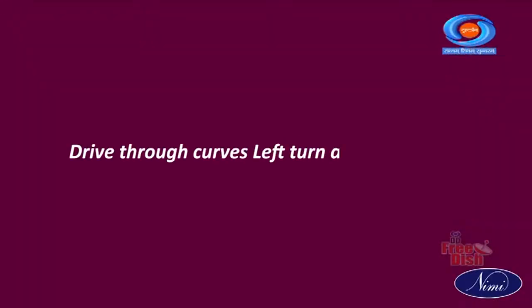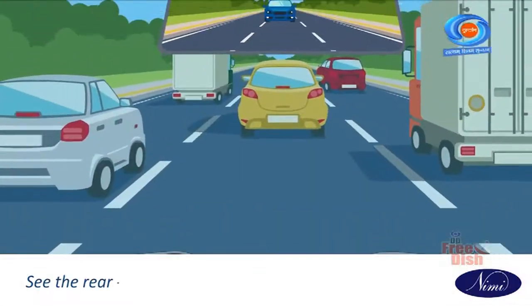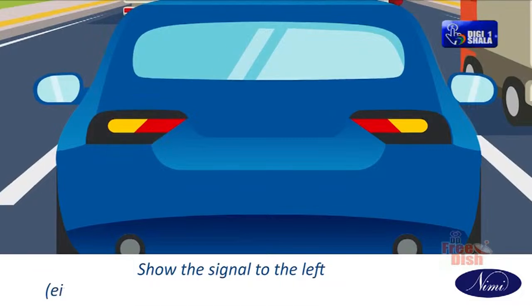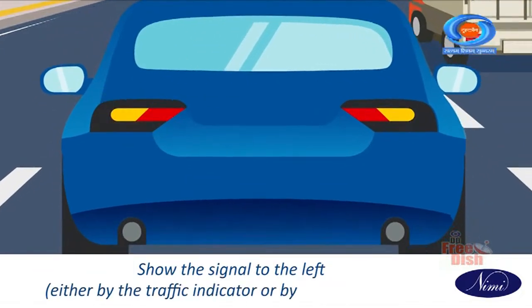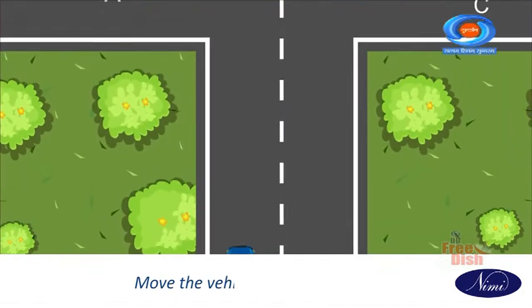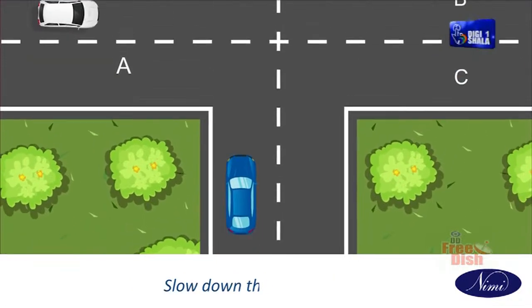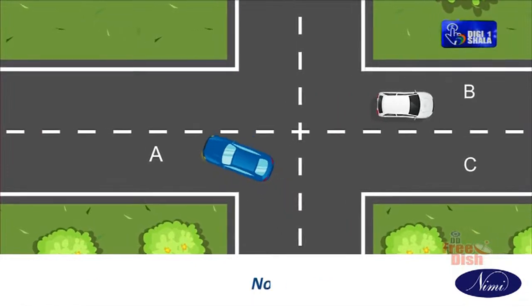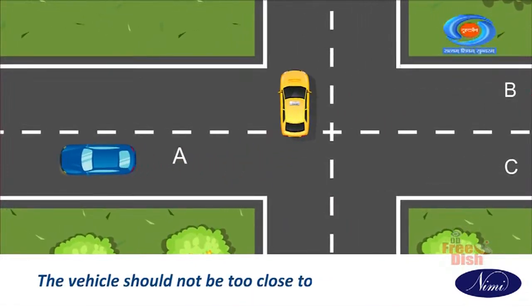Task 1. Drive through curves, left turn at road junctions. See the rear view mirror for any vehicle coming behind. Show the signal to left either by the traffic indicator or by hand signaling. Move the vehicle to the left lane. Slow down the vehicle. Turn the vehicle to the left as shown in route A. Note, the vehicle should not be too close to the left side curb.